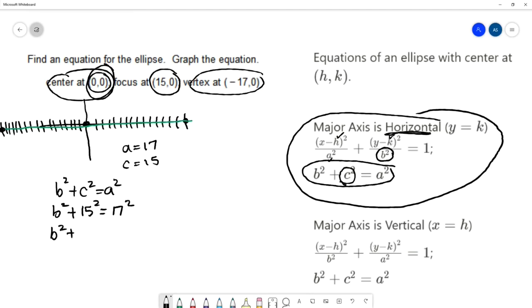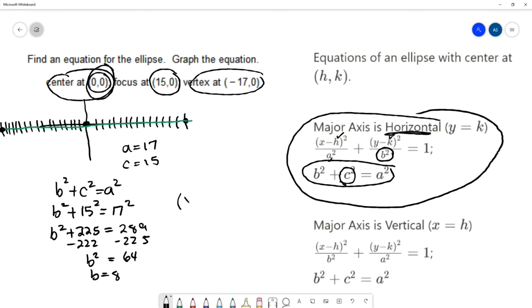So 15 squared, I think, is 225. And 17 squared is 289. I'll subtract 225 from both sides and get 64 equals B squared. So that means B is 8. So now I have all of the information to fill in the equation of my ellipse.